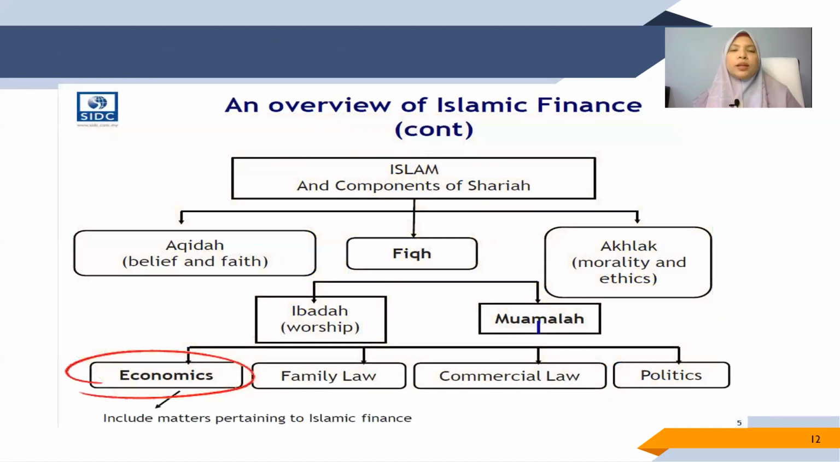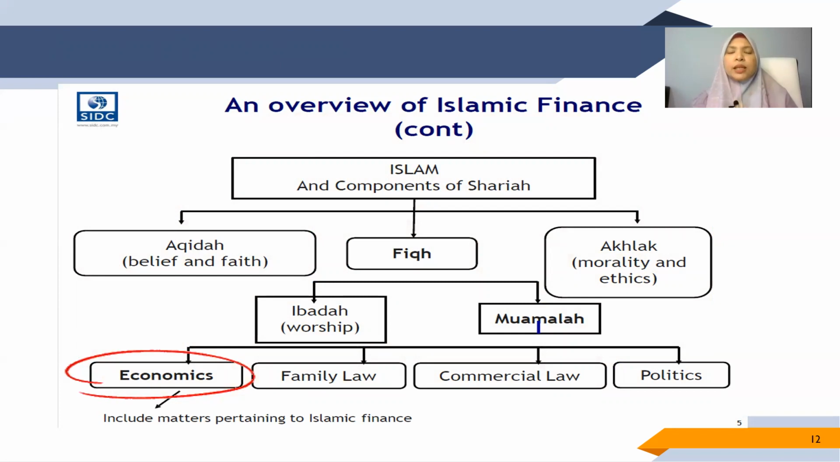Okay, to understand the whole concept of Islamic finance, it comes from the religion of Islam and the component of Sharia, which we divide into Aqidah, fiqh, and akhlaq. So when we talk about Islamic finance, it's related to Sharia, and the subset of Sharia is fiqh itself. This is where the discussion of any hukum or ruling takes place.